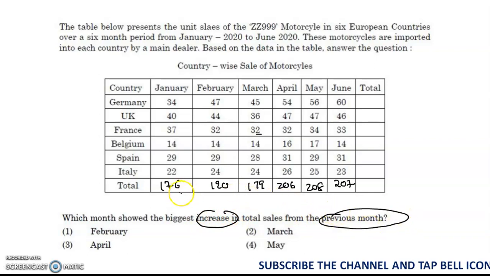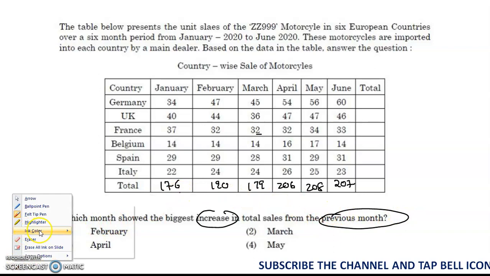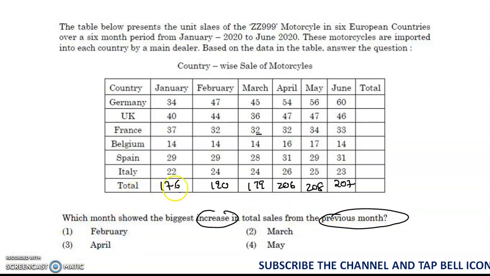So first of all, here we need to check the increase, right? From here to here, how much increase is there? 14. And from here to here there is no increase, so just leave this one. And from here, 179, to here, 206, how much increase has happened? So it is 27. From here to here only 2 is the increase, and from here to here there is a decrease. So in which month is the decrease compared with the previous month? You just remove that one.